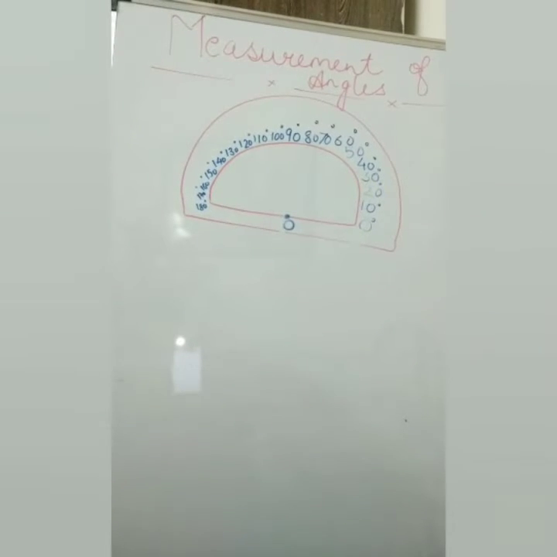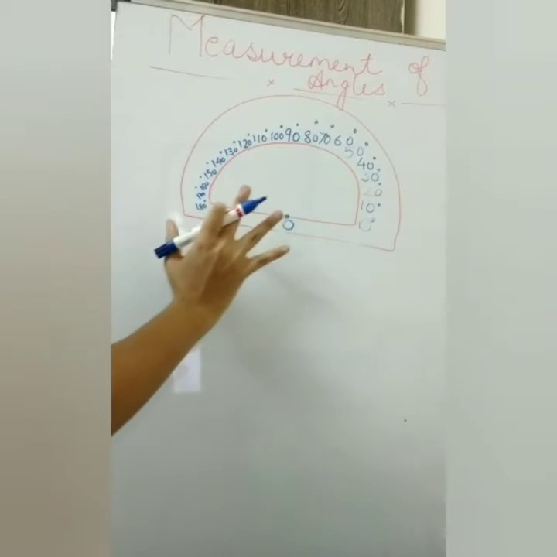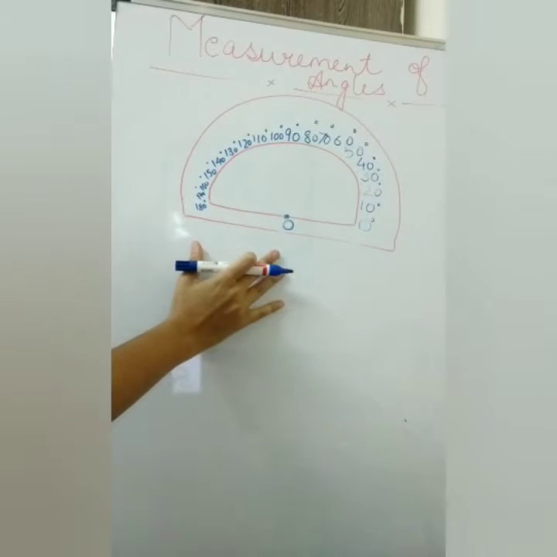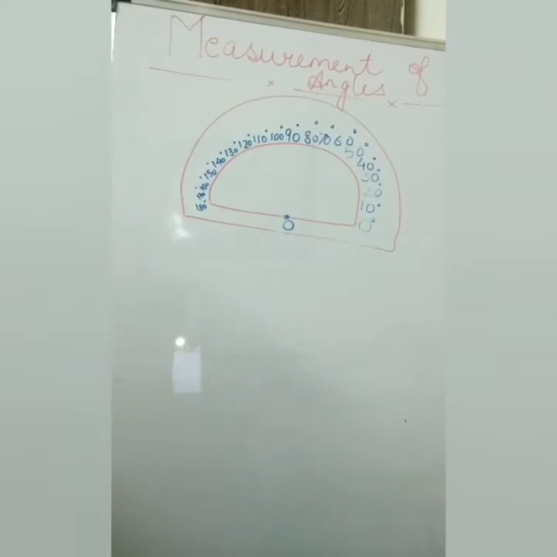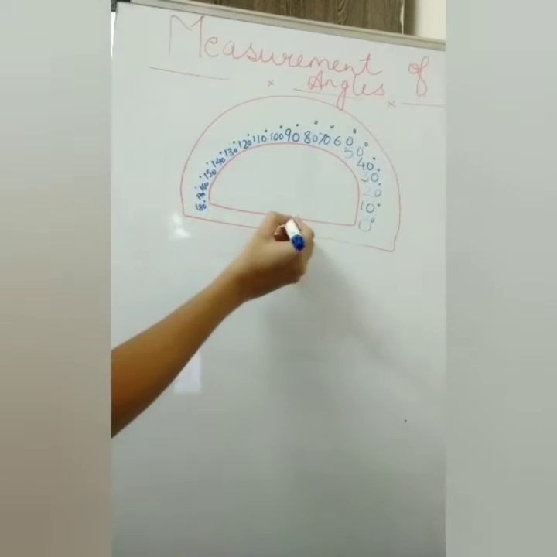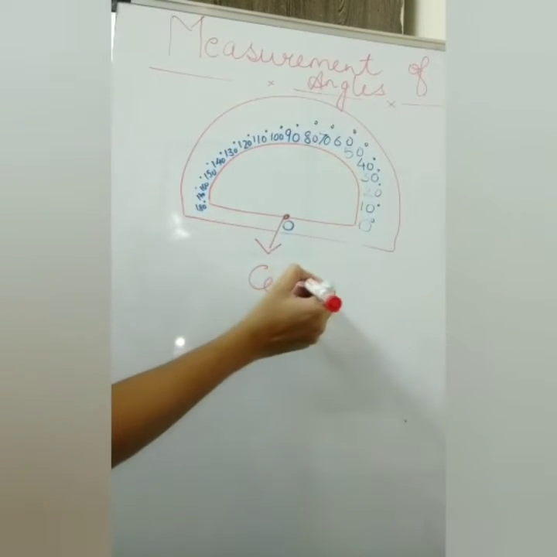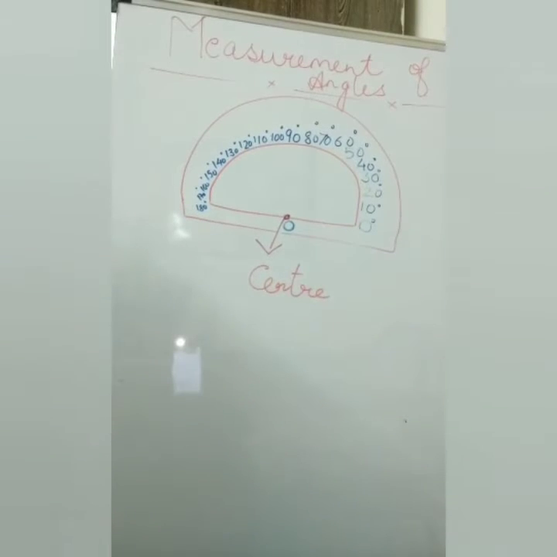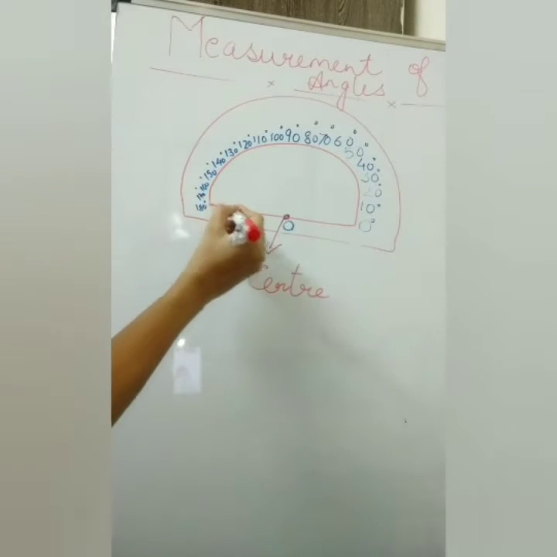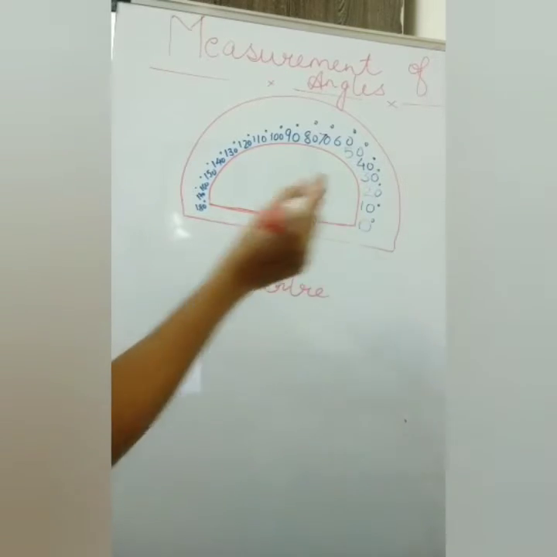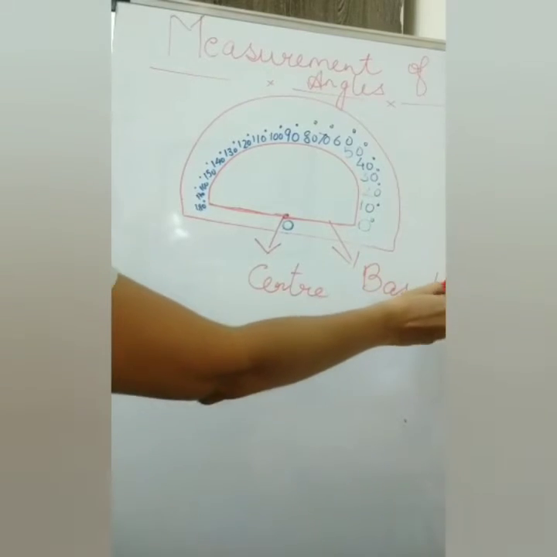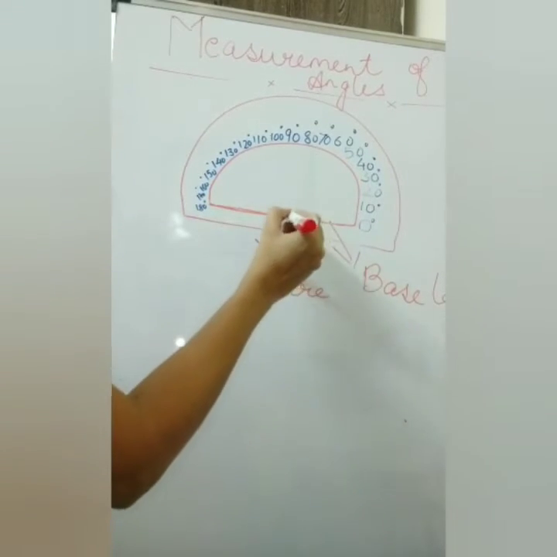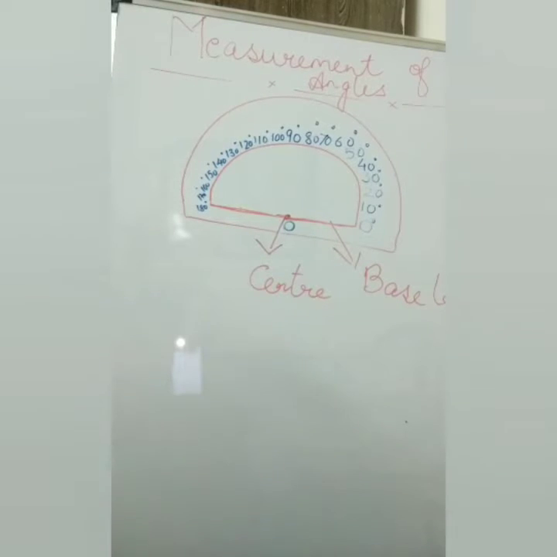Okay, so firstly we will discuss measurements of angle. You can see the image I have drawn of a protractor. We also call it a D because it has the shape of D. Now you can see this is the center of the protractor. Now you can see this line. This is the baseline and this is the center of the protractor.